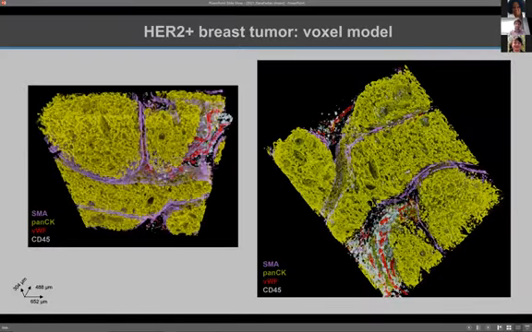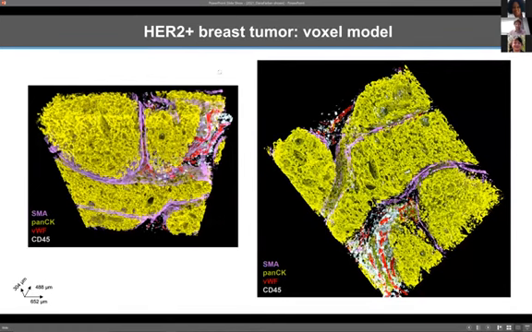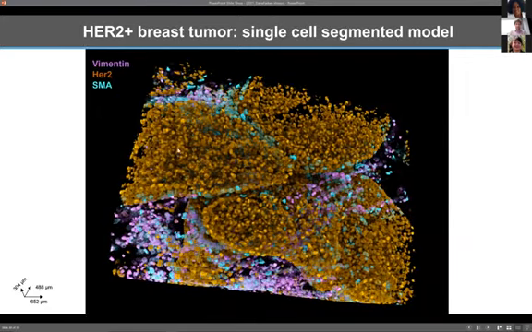Now, how do these 3D models look like? Here's an example of a HER2-positive breast tumor. And now you can see a voxel model where pancytokeratin is shown in yellow. In white, you see immune cells. And in red, you actually can see von Willebrand factor, so blood vessels. We then also segment those voxel models into cellular models, and that is shown here, where the HER2 positive cells are shown in orange. Vimentin positive cells are shown in pink, and SMA in light blue. And it's really impressive to, for the first time, see a tumor in such a high multiplexity.